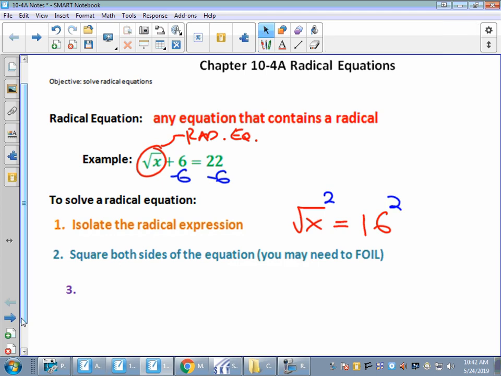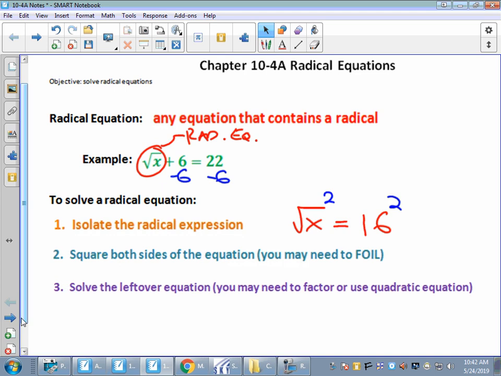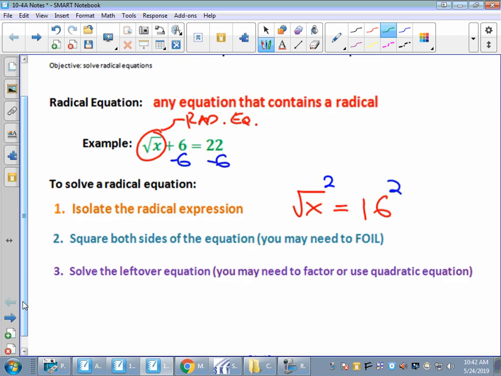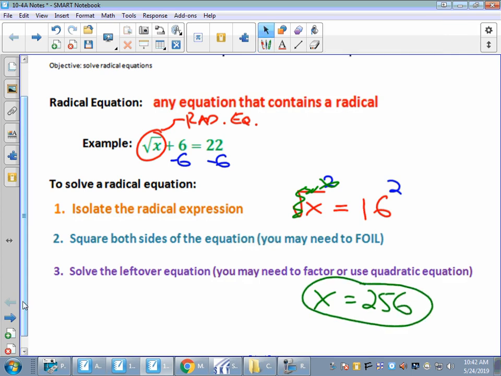And then we're going to solve the equation, whatever's left over. You might need to factor if that's the case, or use the quadratic formula if that's the case. But in this one, it doesn't work out that way. We know that the square and square root undo each other, so you're left with x. And over here, 16 squared equals 256, and then we're done. So that was an easy one. Let's take a look at some other examples and see how they do.